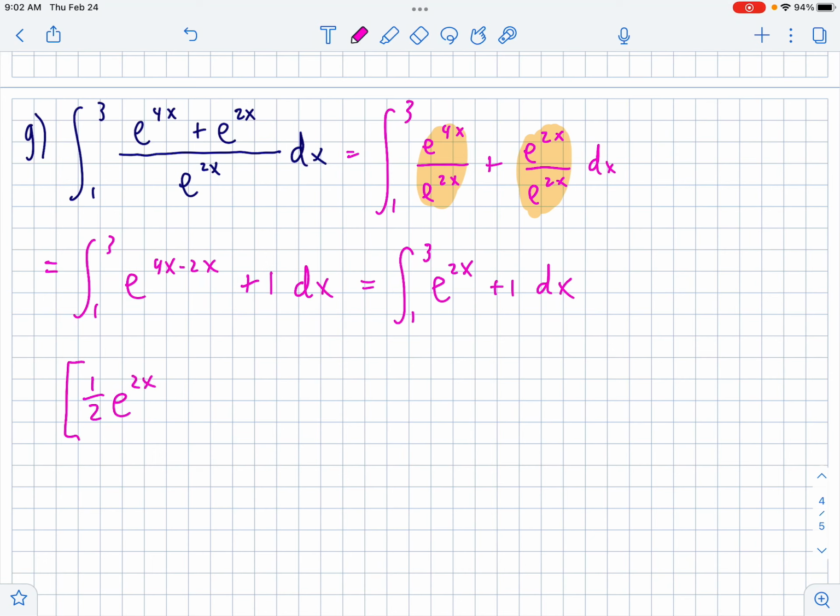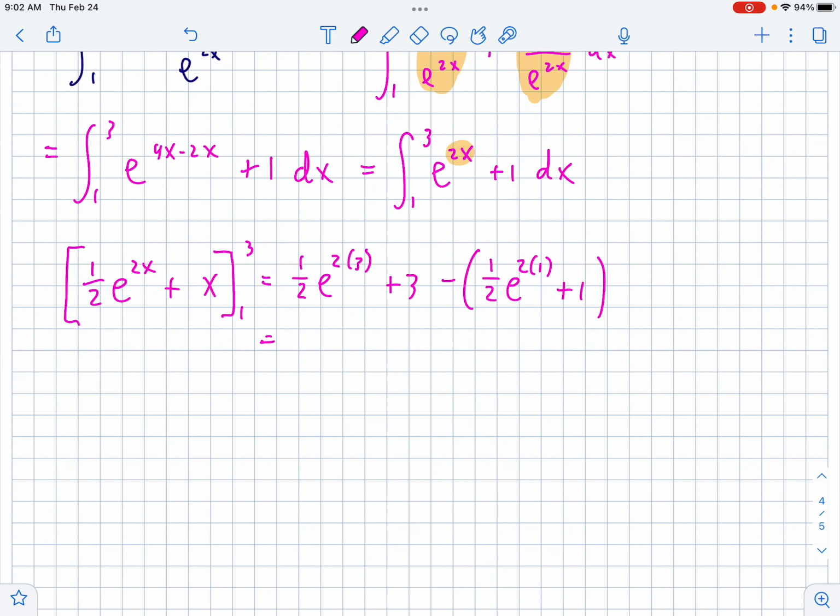1/2 e to the 2x. Don't forget we're doing a little backwards chain rule U substitution because there's a 2 inside there, so you get to balance it with a 1/2. 1/2 e to the 2x plus x. And we're going from 1 to 3. So we do 1/2 e to the 2 times 3 plus 3 minus 1/2 e to the 2 times 1 plus 1.